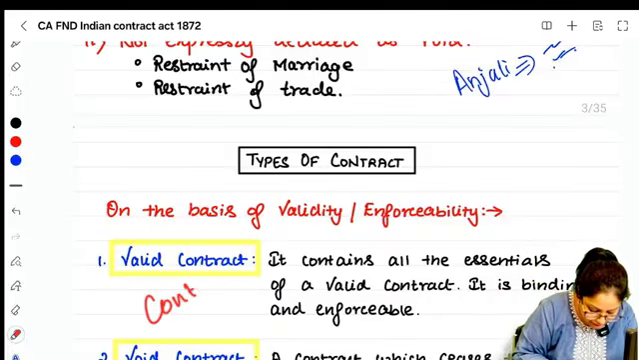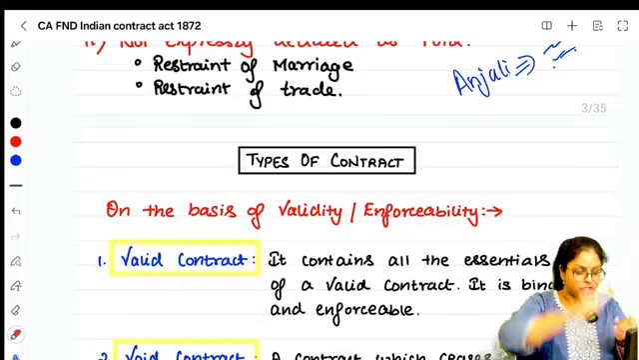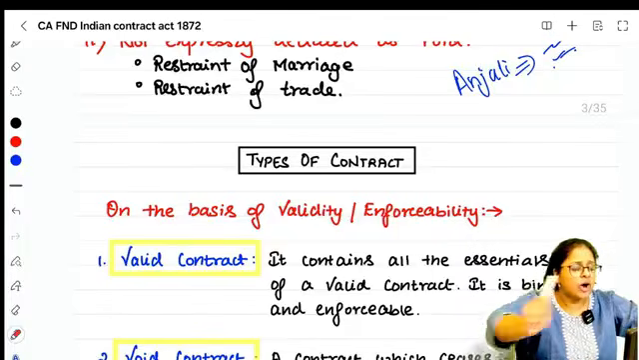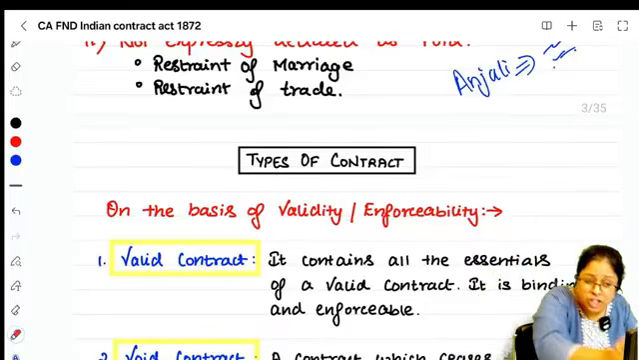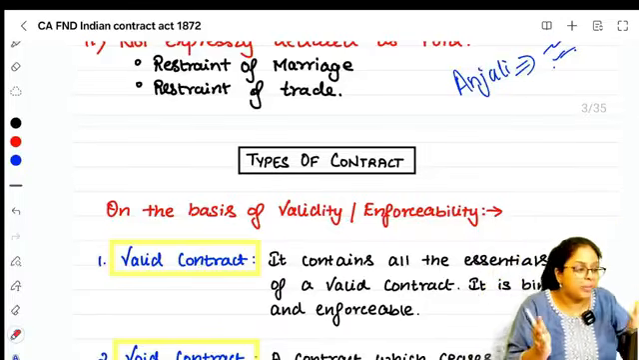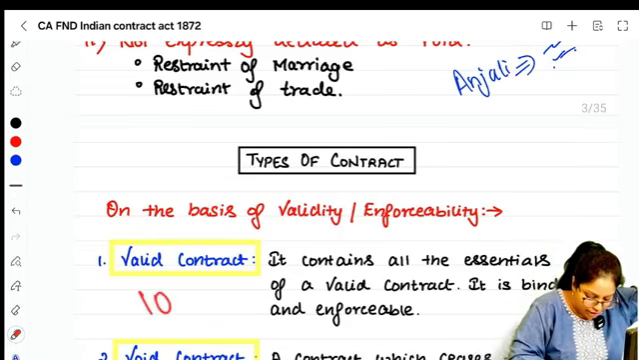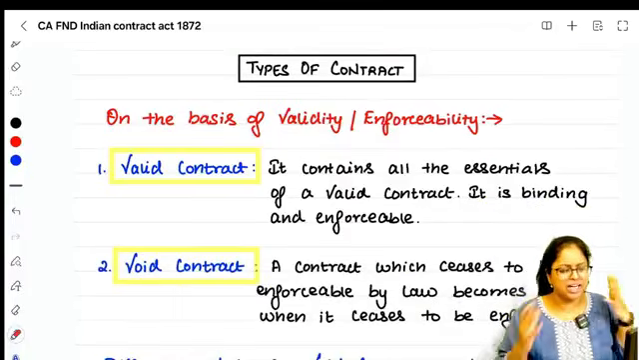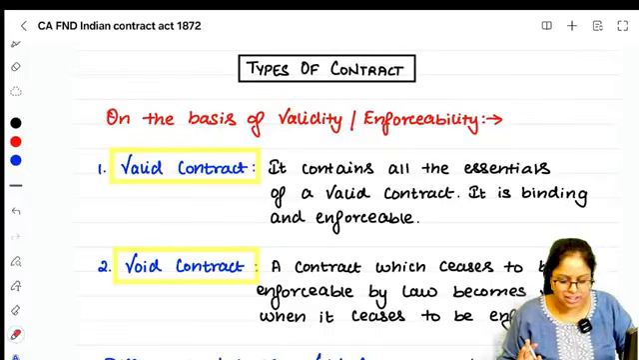Any contract that fulfills all the 11 essentials. There are 2 parties, lawful consideration, lawful objective, competent to enter into a contract, not expressly declared as void. Any contract that fulfills all these 11 conditions is a valid contract. There's no section number that tells the valid contract. You should be an agreement enforceable by law as per 2H, plus you should fulfill all the conditions of section 10. You become a valid contract. Nothing much is there, so we will leave that.